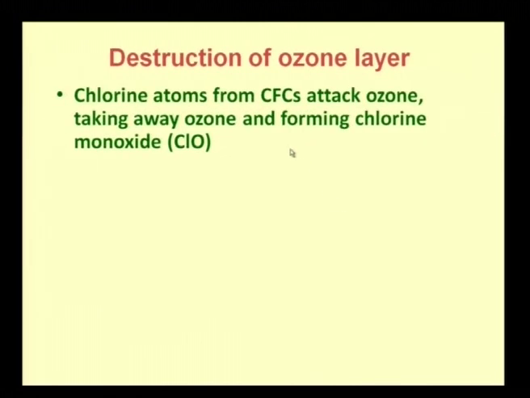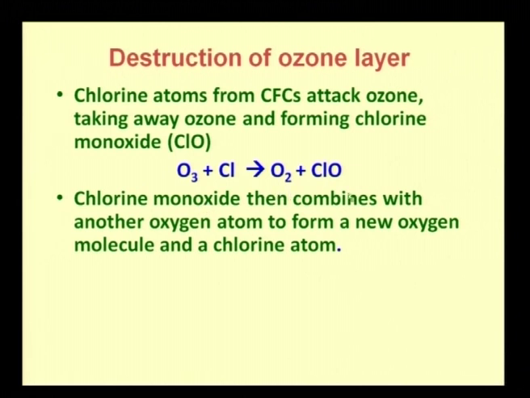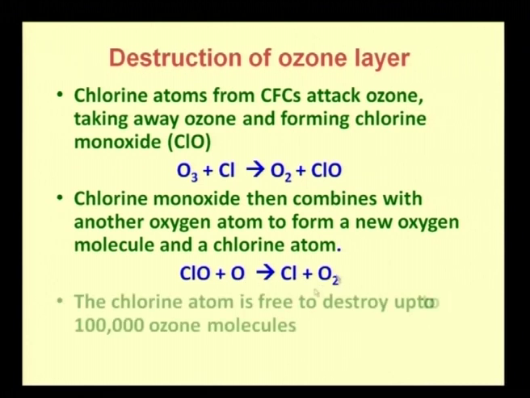And now, how is chlorine causing the ozone depletion? The chlorine atoms from CFCs attack ozone, taking away an oxygen and forming chlorine monoxide, ClO. That means O3 and Cl will give you O2 and ClO. Now the chlorine monoxide combines with another oxygen atom to form a new oxygen molecule and a chlorine atom. That means ClO plus O will give you Cl plus O2.